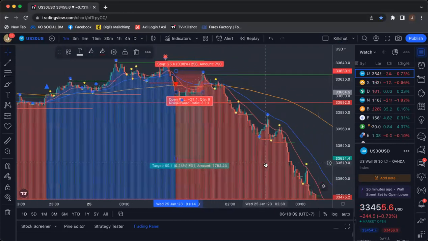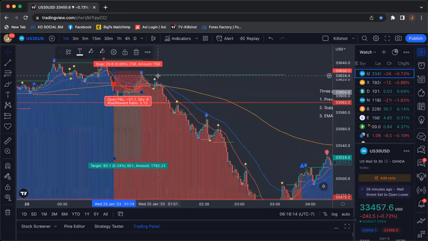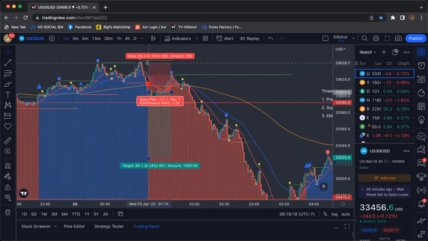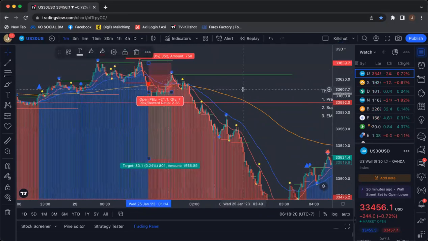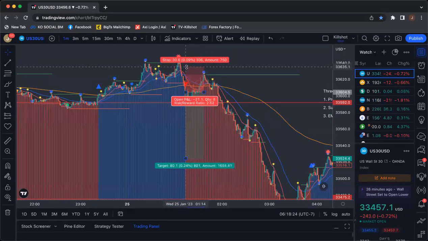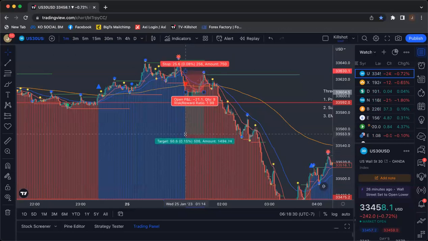right? Okay, and there is a support. Well, I mean, that support comes later, right? So you have a support line here, back to previous structure, right? You have opportunities to use any 3 of those places to put your stop, but you can see at 25 pips, this plays out, right? You get your 50 pretty quickly.